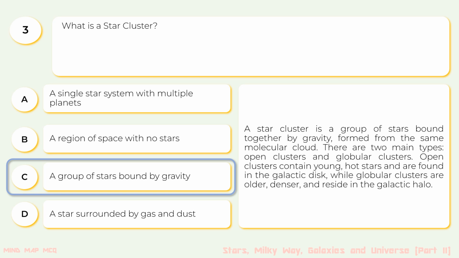A star cluster is a group of stars bound together by gravity formed from the same molecular cloud. There are two main types, open clusters and globular clusters. Open clusters contain young hot stars and are found in the galactic disk, while globular clusters are older, denser and reside in the galactic halo.